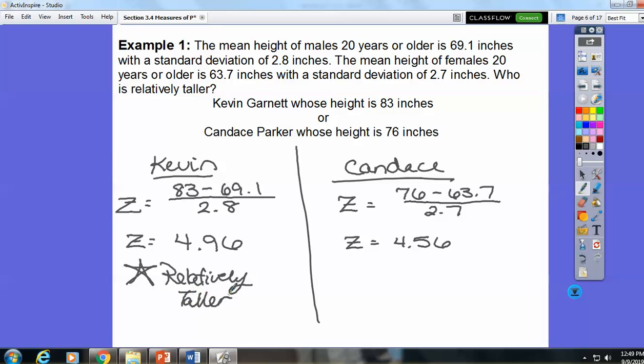What would a negative z-score mean? Their score was so much less than the mean. Oh, forgot to put my negative too. Okay. Any questions about that?